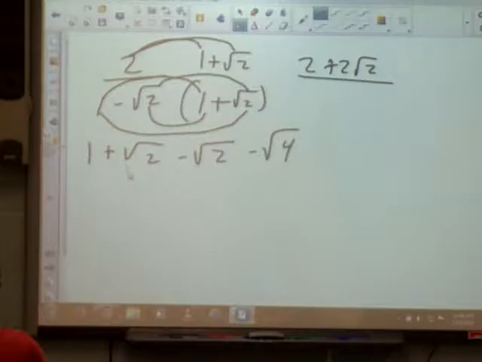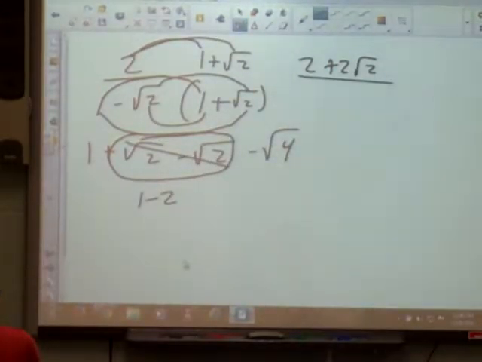Okay, now we talk about the radicals canceling out, but it looks like I got 3 of them down there. No, not really. Right here, square root of 2 minus square root of 2, he gone. And this, square root of 4 is 2, so I'm just left with 1 minus 2, which is negative 1. So my denominator is negative 1.